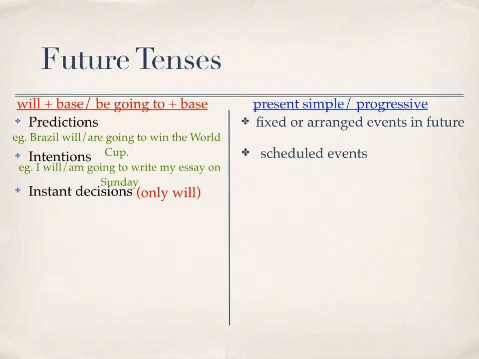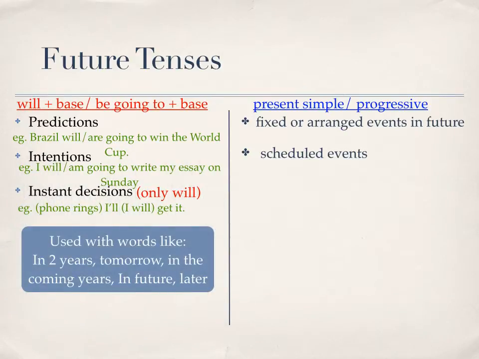We have a choice between will or going to. It doesn't really matter which one that we use. But for something that we make an instant decision about, we can only use will. If you hear a phone ring, you don't say I'm going to get it, you say I'll get it.